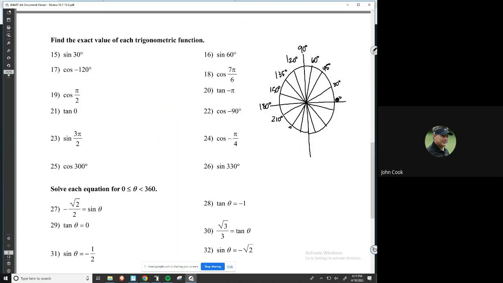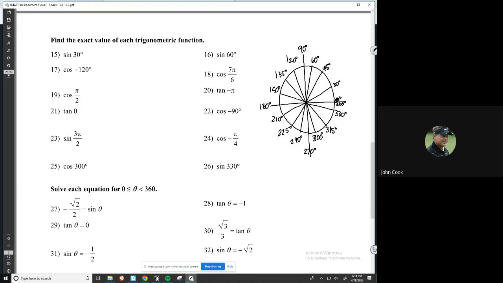Sorry, that looks weird. 225. I'll be careful with that. Another 15, and then 30. 15, or sorry, 30, 15, 15, and then 30 again. Okay, so there's my angle measurements.